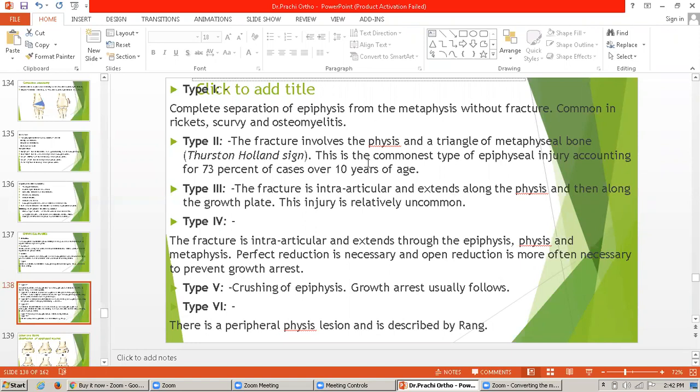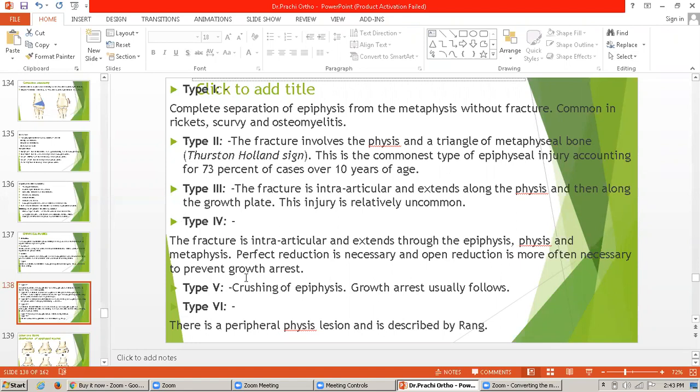So, type 2 involves the physis and a triangle of metaphyseal bone. This is the commonest type of epiphyseal injury, accounting for 73% over 10 years of age. And in type 3, there is an intra-articular fracture extending along the physis and then along the growth plate. The injury is relatively uncommon.